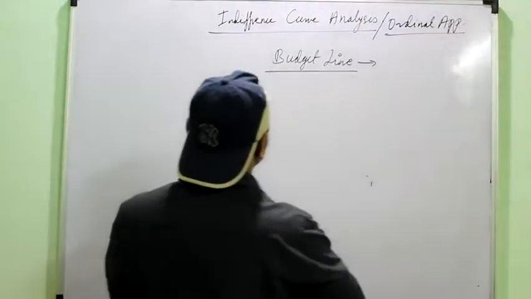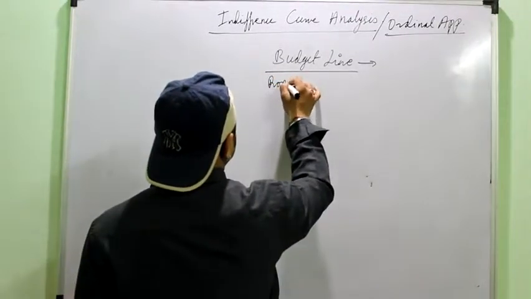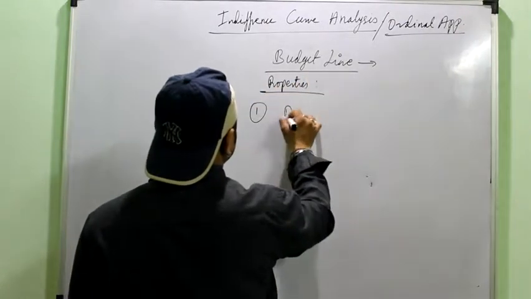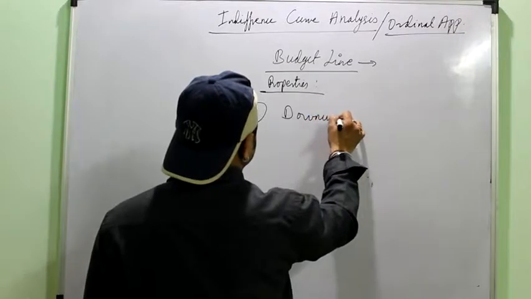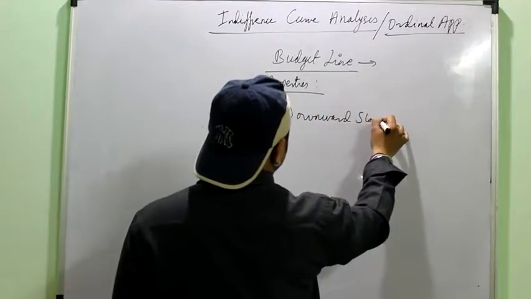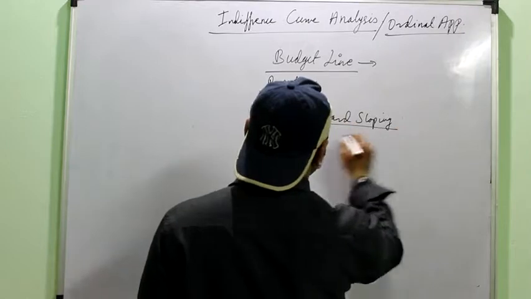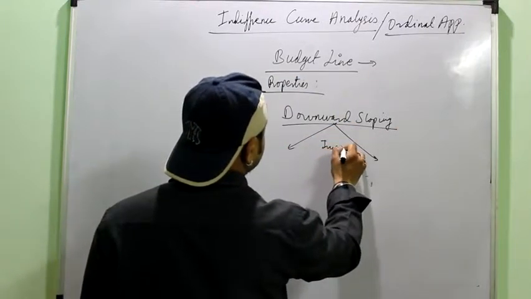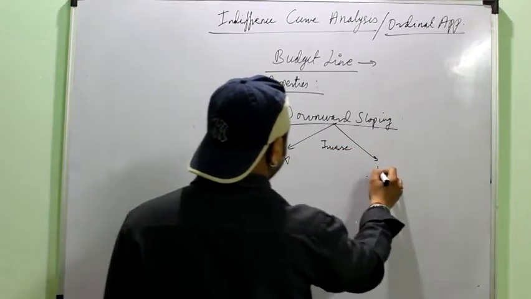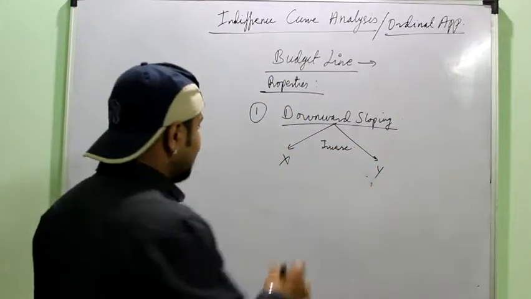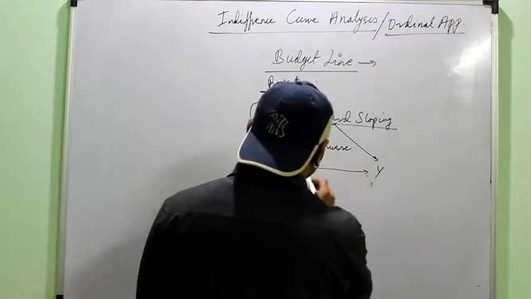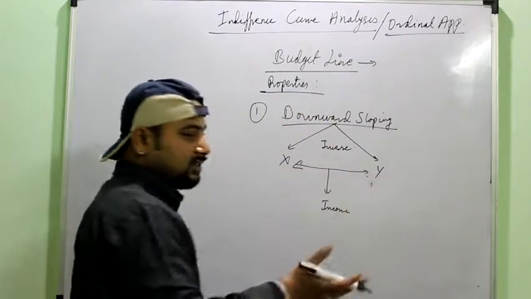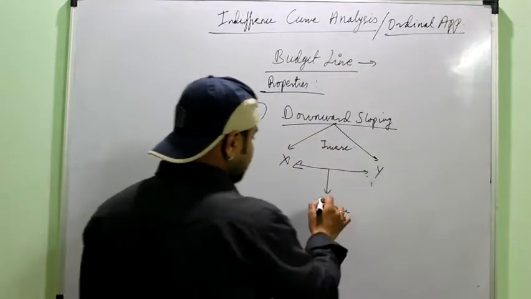We have to discuss the properties of the budget line. First property is downward sloping. Same as the indifference curve, and for the same reason, due to the inverse relation between the consumption of good X and the consumption of good Y. But here the reason for this inverse relation is the income. There it was the total satisfaction, here it is the income.